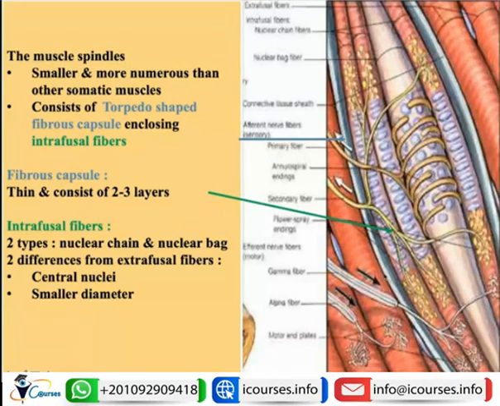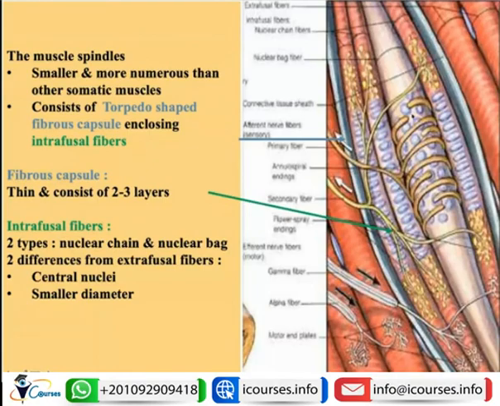This fibrous capsule is about 2 or 3 layers, and the intrafusal fibers will take the configuration of 2 shapes. The first one, the muscle fiber enclosed within the nerve endings, can be swollen like this. It is called the nuclear bag. Or sometimes the nerve endings make like a chain to the muscle. Then this is called the nuclear chain. So we have nuclear chain and we have the nuclear bag. Both of them are within the torpedo-shaped fibrous capsule.